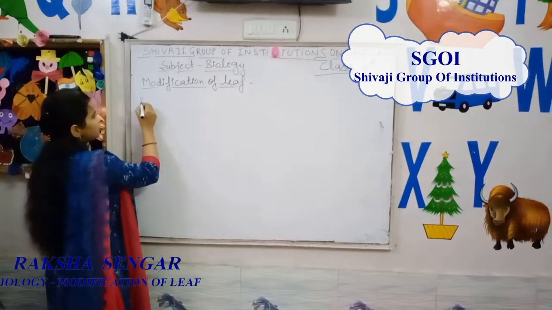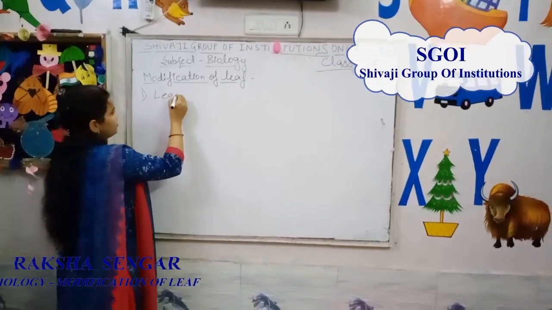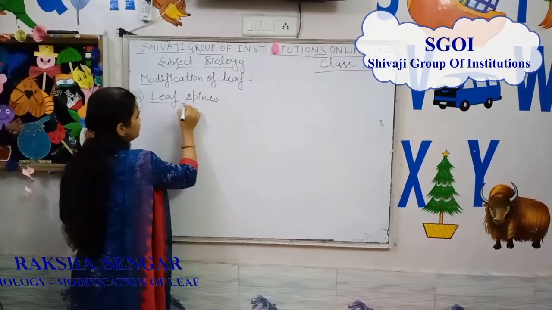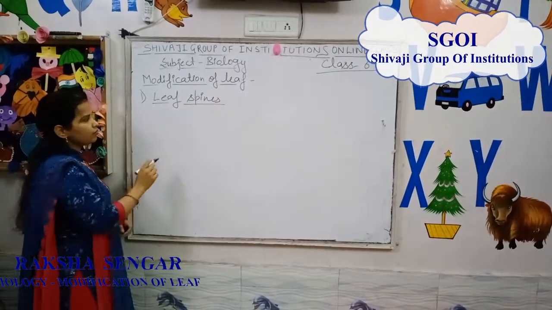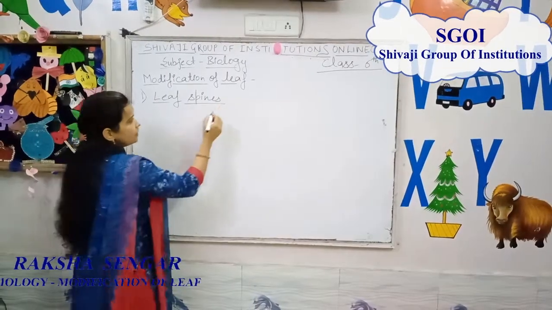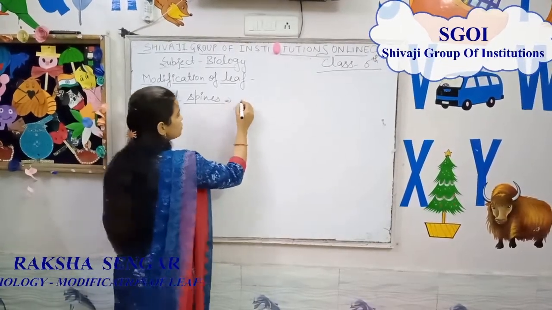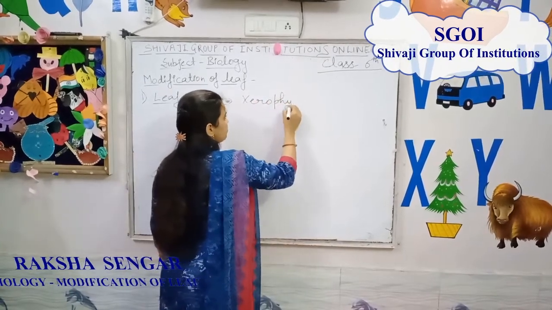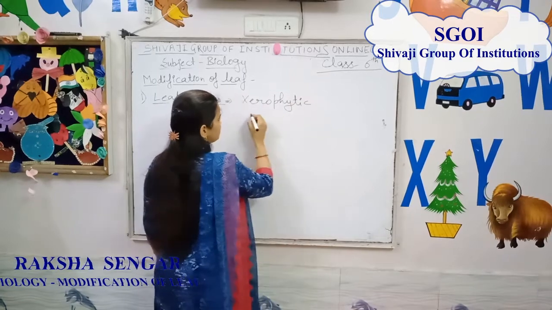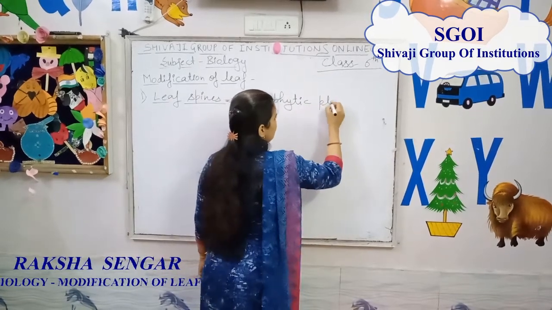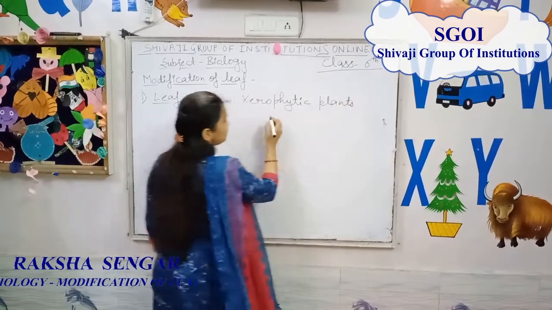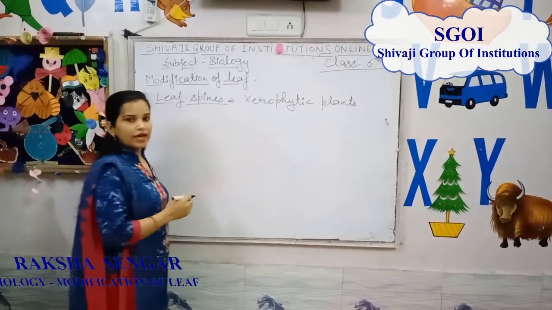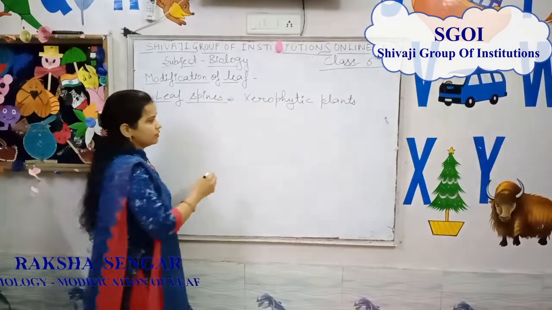The first is leaf spines. In some plants, leaves are modified into spines. This is basically seen in xerophytic plants. In xerophytic plants, leaves are modified into sharp pointed structures called spines.